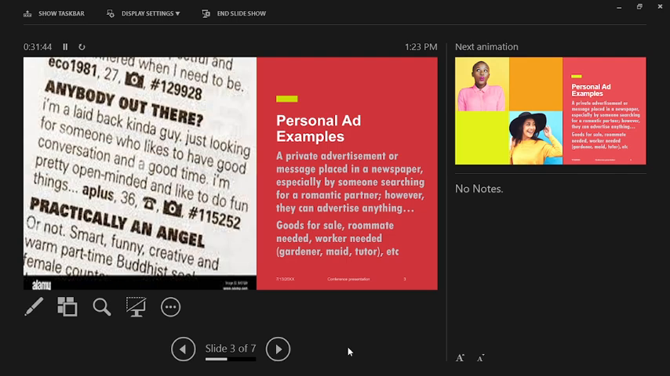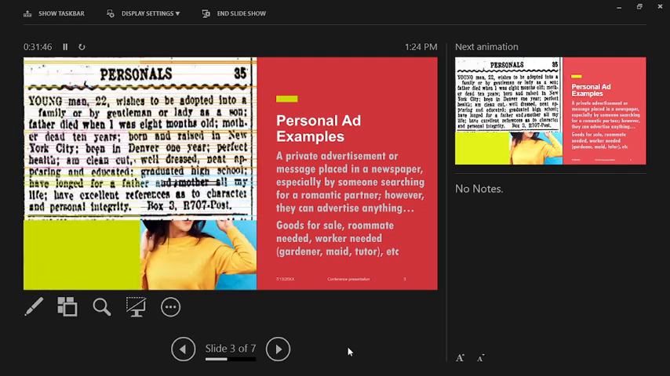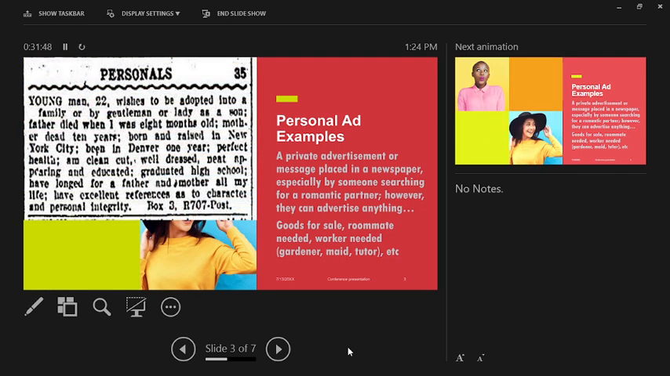Or with this other example, this one has a whole lot of, they love the semicolon. That's what I would say. Young man, 22, wishes to be adopted into a family or by a gentleman or lady as a son. This could be on Craigslist. Father died when I was 8 months old. Oh. Mother dead 10 years.